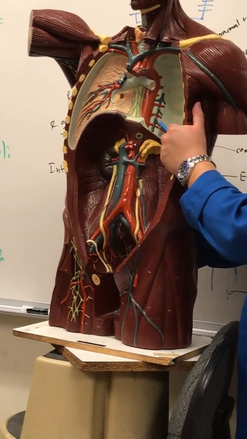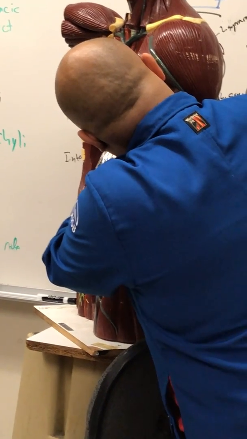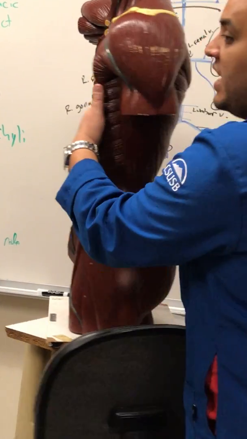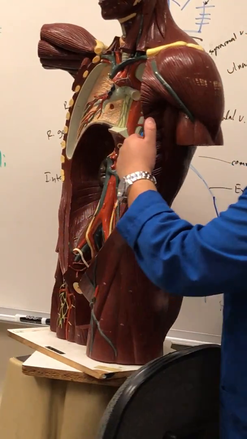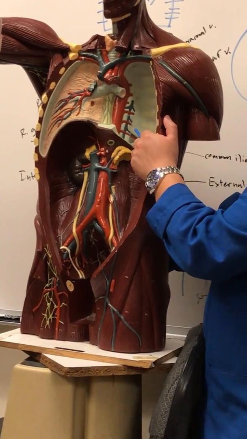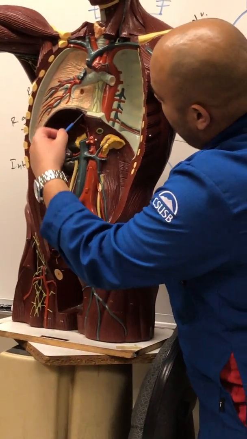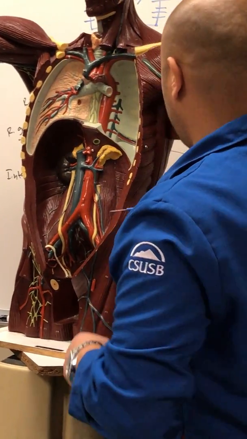That's the hemiazygous. Yeah, left. That's the hemiazygous. The azygous is on the right. But no, this one's the hemiazygous. The one that would be above it would be the accessory hemiazygous. But the azygous is on this side. It's not even showing you.